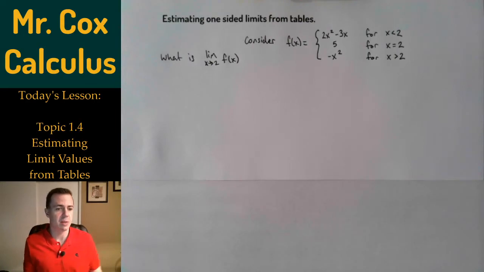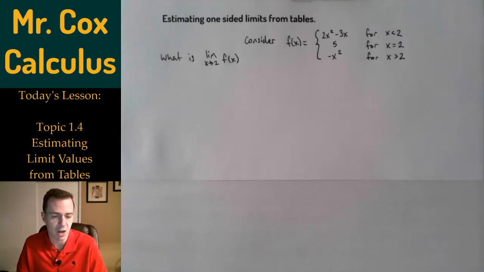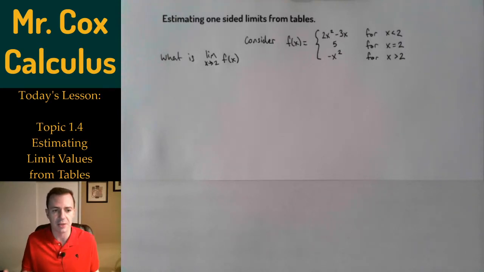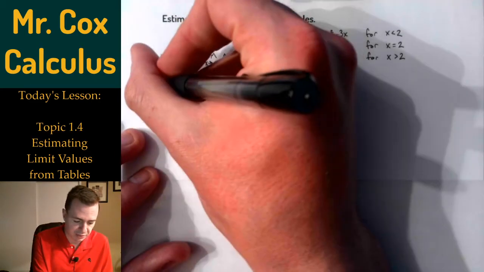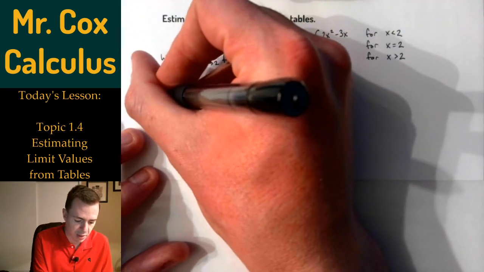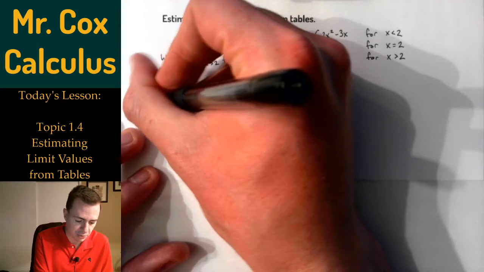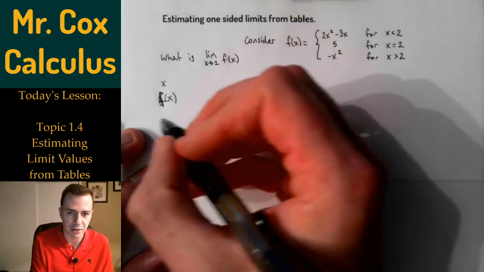And again, I've got a piecewise function here that maybe isn't very easy for me to graph by hand, but if I have at least a piece of technology that can get me some table values, I can evaluate the limit, or at least estimate the limit going that way. So let's build ourselves a table. I'm going to look at x, and then also f of x values. So x and f of x values.